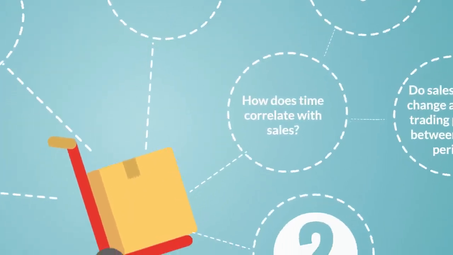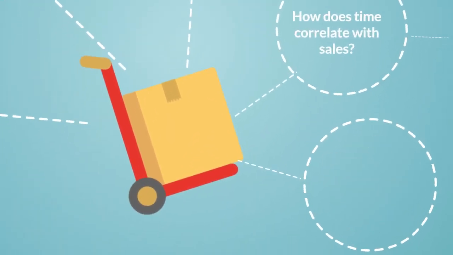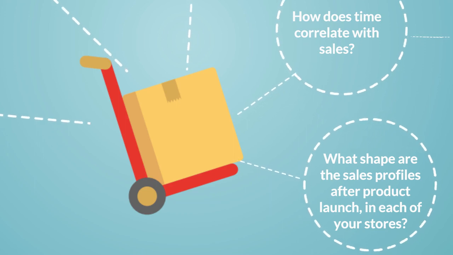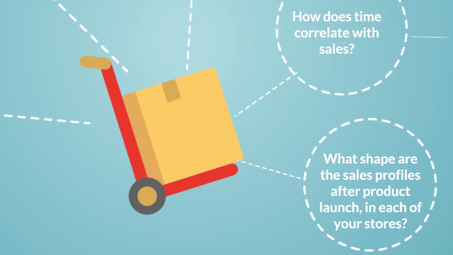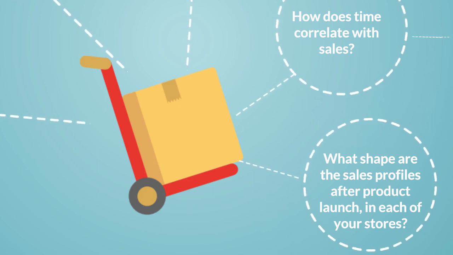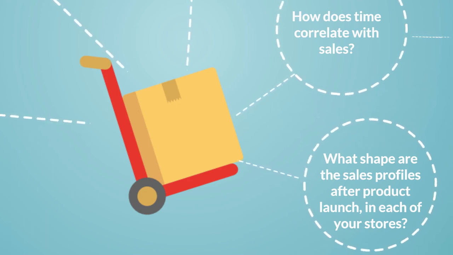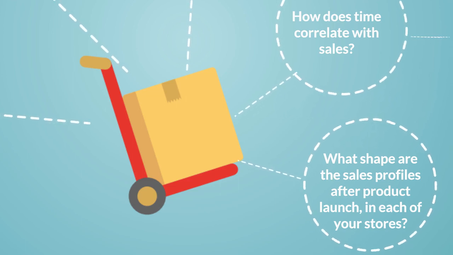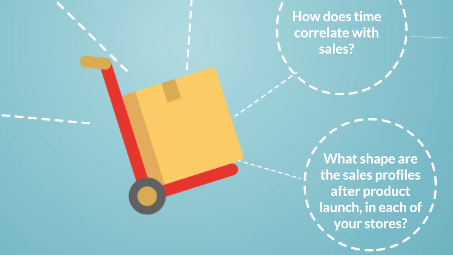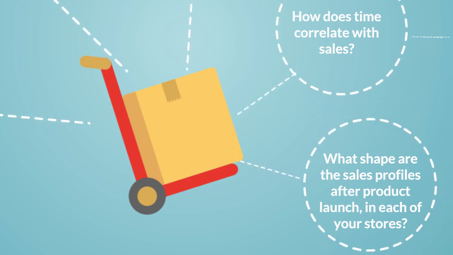And finally, you need to find out, what shape are the sales profiles after product launch, in each of your stores? Think about it. Not all products follow the same pattern after they are introduced into your range. You need to identify the characteristics that lead to particular sales patterns, so that you can plan for future items with those characteristics. Variations in these profiles between stores will help with initial quantification in a multi-site retailer.